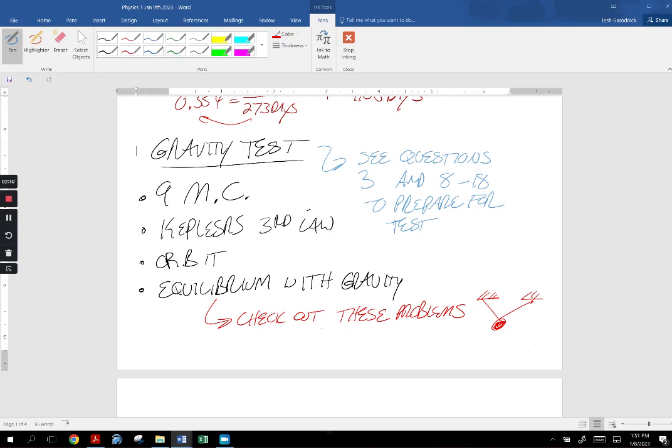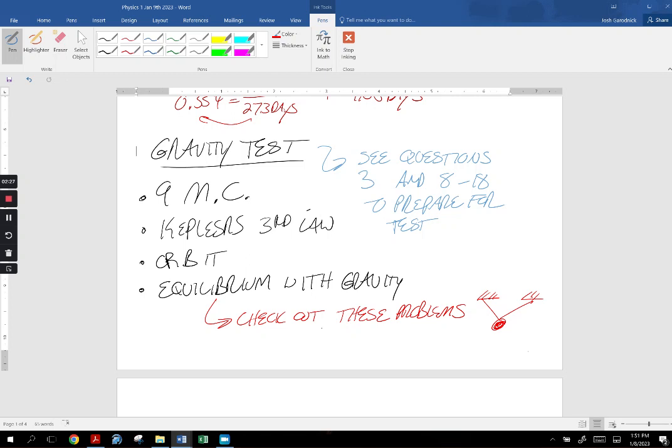There'll be a Kepler's third law problem, pretty much substitute and solve. Orbit is always the same. Just got to watch kilometers and altitude and stuff like that. And then to change it up a little bit, there's going to be an equilibrium problem with gravity. And we've done equilibrium before. It just means the sum of the forces is 0.